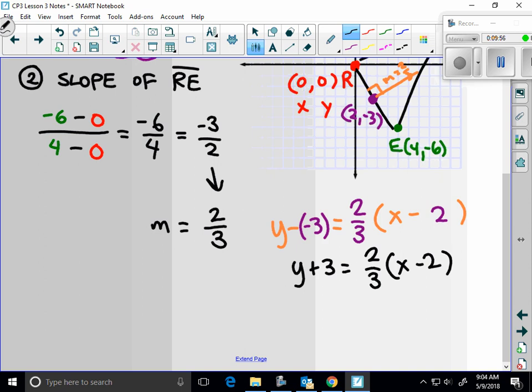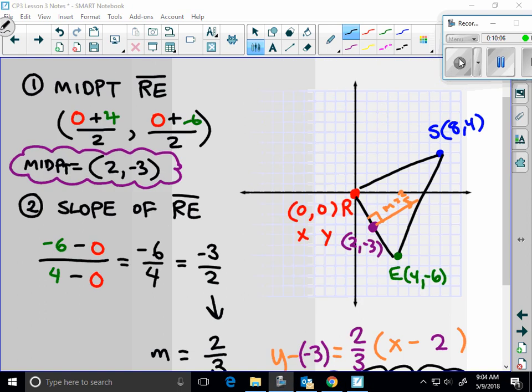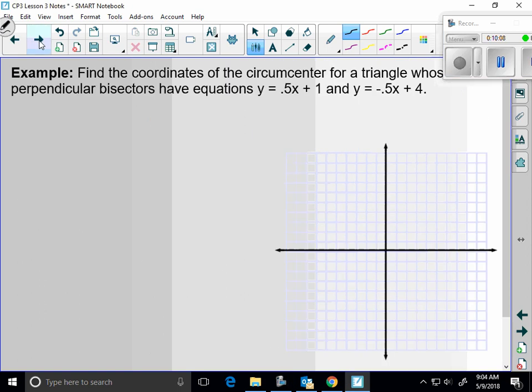If you want to leave it right there, that is totally okay. This is called point-slope form because you need a slope and you need a point. That's the equation of our perpendicular bisector. Let's move on to another example here.